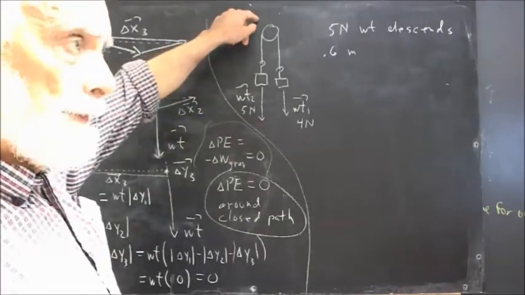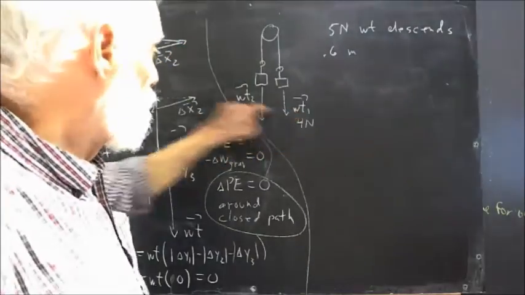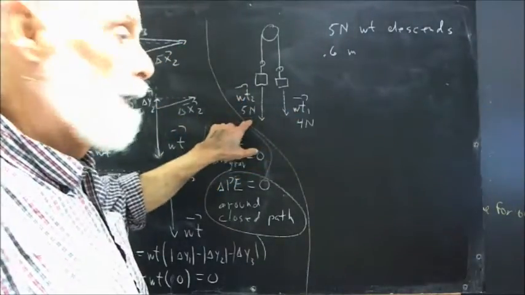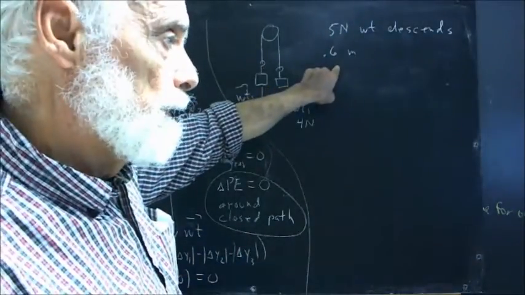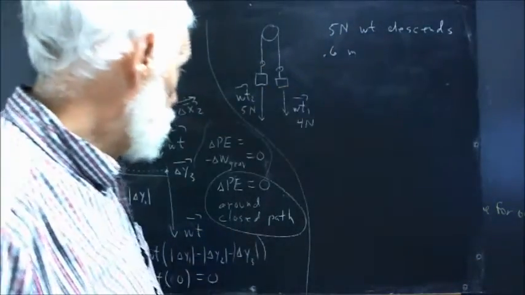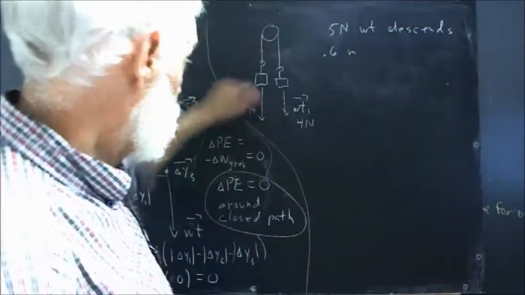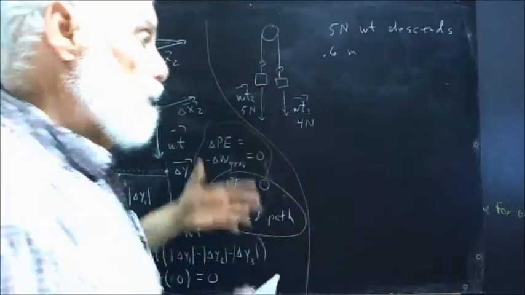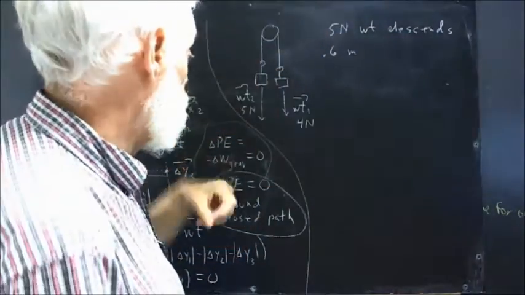We have an Atwood situation. This is problem 8. We have the Atwood situation, weight 1, weight 2, a 4 Newton weight and a 5 Newton weight. The 5 Newton weight descends 0.6 meters, and we're asked to do vector diagrams that depict the changes in potential energy of this weight and this weight. And the total of those changes in potential energy will be the change in potential energy of the entire system.